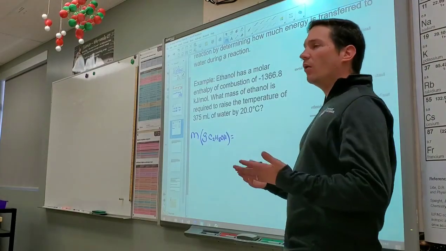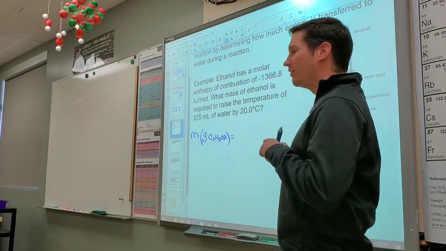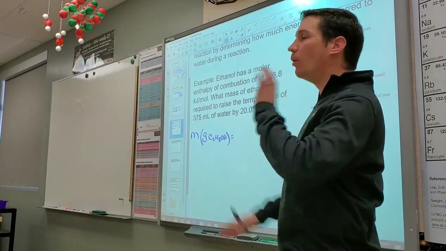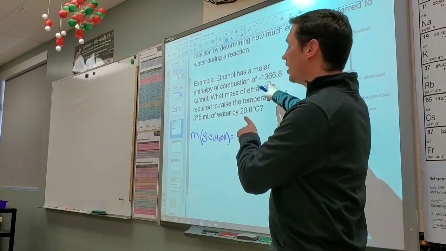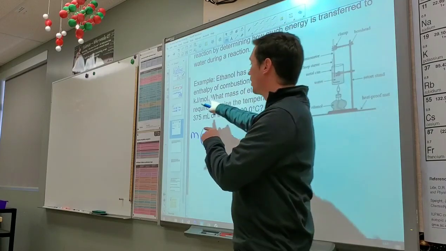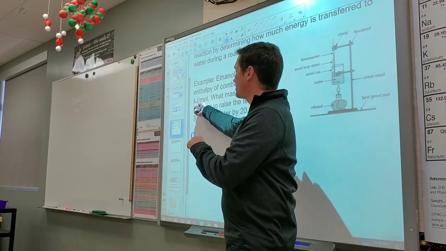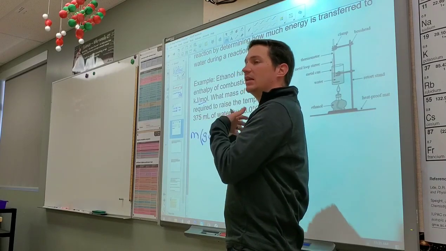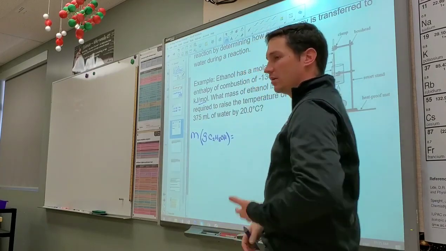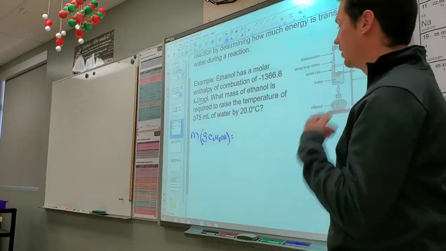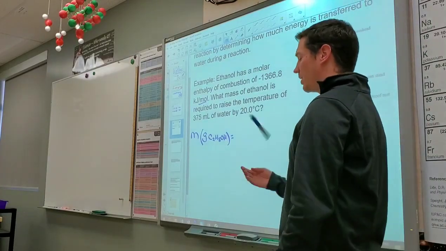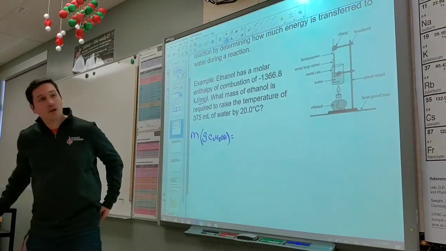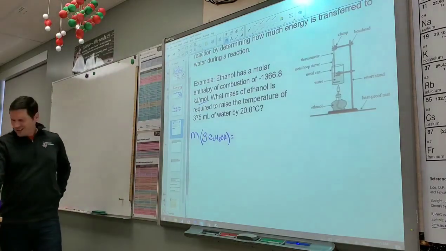What do you know about the mass of ethanol? Do you see any grams in here anywhere? No, but what do you see about ethanol in here? I see moles of ethanol. So what does that illustrate to you? You need the molar mass of ethanol. So let's calculate the molar mass of ethanol. 30.